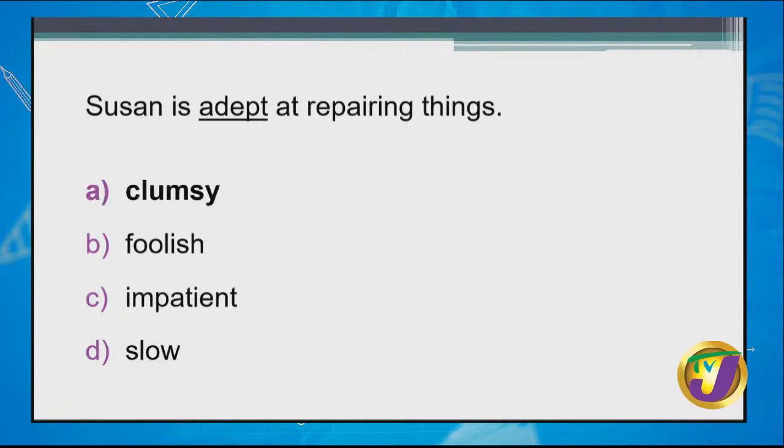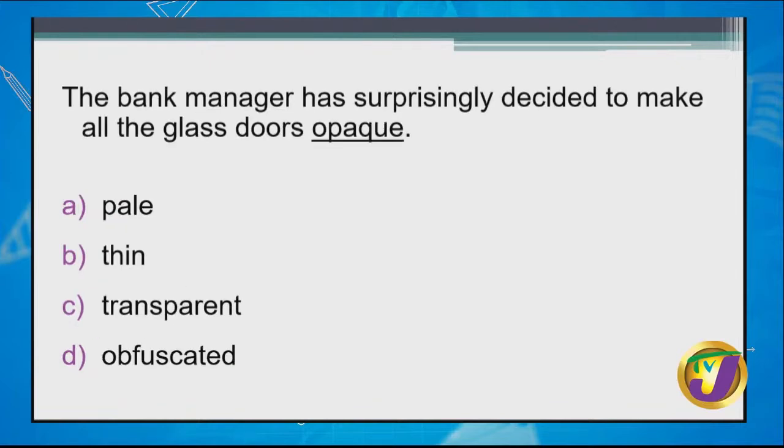You're going to make a mess of it. You're going to make lots of mistakes. Granted, that's how you learn sometimes. But until you overcome those mistakes, you are clumsy at it. You're not quite adept as yet. All right, let's look at the next sentence now.